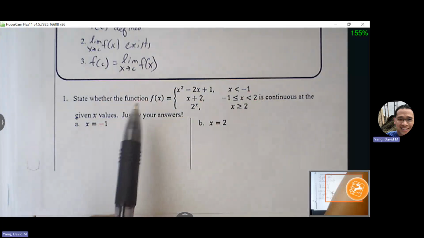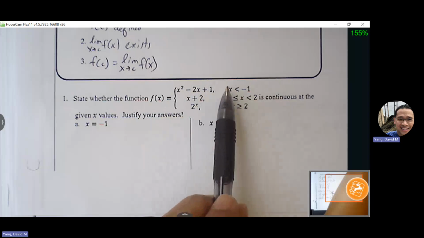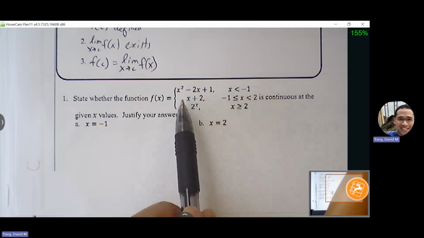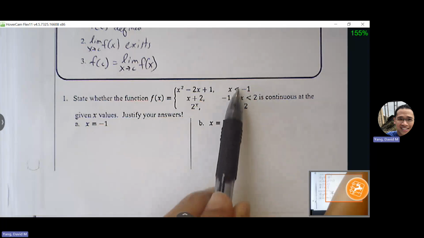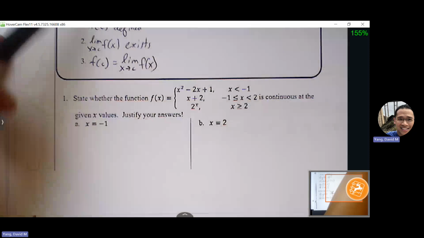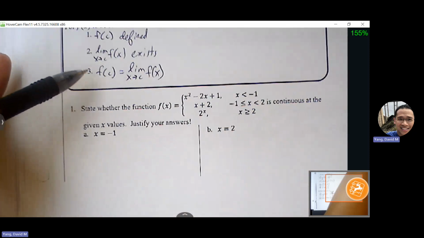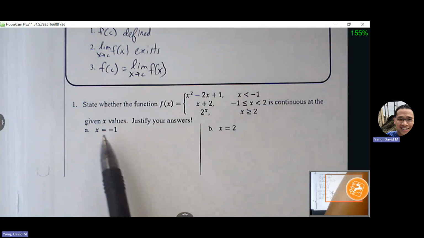Okay, so state whether the function is continuous. x squared minus 2x plus 1 is a parabola that's to the left of -1, and there's a linear graph that's between -1 and 2, and there's 2 to the x that's to the right of 2. We just want to know, at these junctures, are the graphs actually connected? And if they're not connected, then we have to use the conditions to help us decide, is it jump discontinuity, is it hole discontinuity? Okay. And then we're told what the c value is. So for A it is at x equals -1.